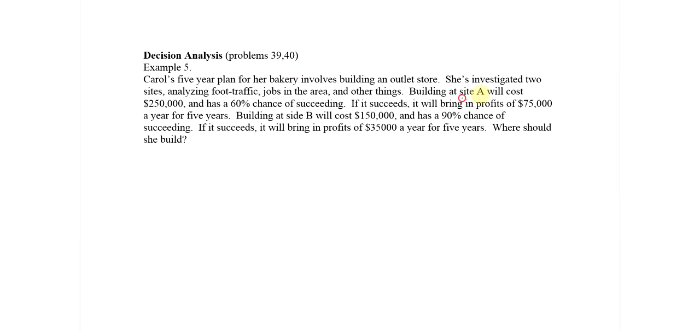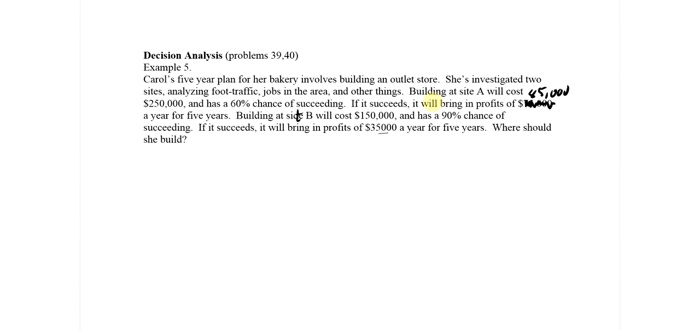In any case, at Site A, building will cost $250,000 and has a 60% chance of succeeding. If it succeeds, it'll bring profits. We'll say it brings in profits of $85,000 a year for 5 years, right? It's a 5-year plan. Building at Site B will cost $150,000 for the building, but that's got a 90% chance of succeeding, and if it succeeds, it'll bring in profits of $35,000 a year for 5 years. So where should she build?